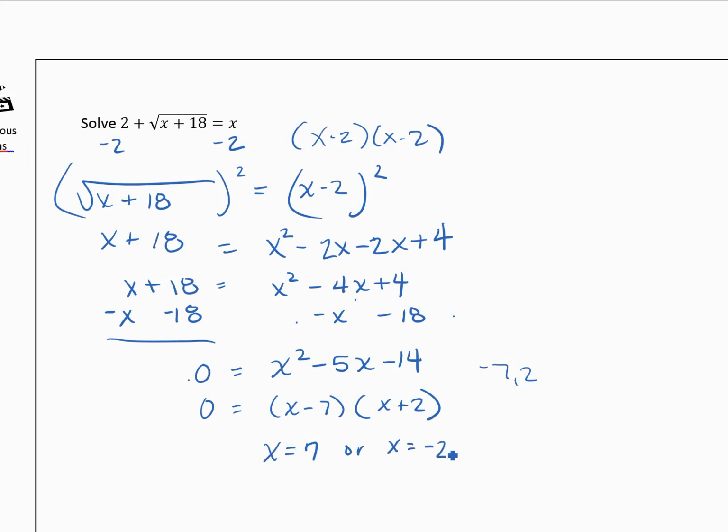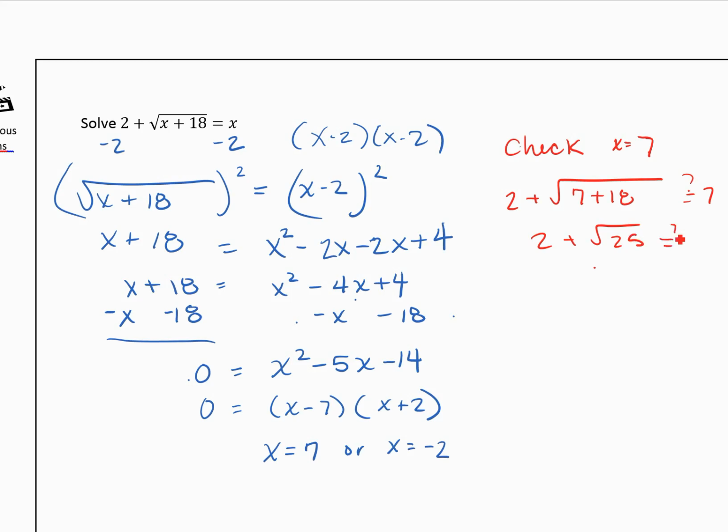Okay, and now we need to check both of these. So first let's check 7. So we have 2 plus the square root of 7 plus 18. We want to know, does that equal 7? Well, this would be 2 plus the square root of 25. So that would be 2 plus 5 equals 7. So that one checks out, it works. So we know x equals 7 is a solution.